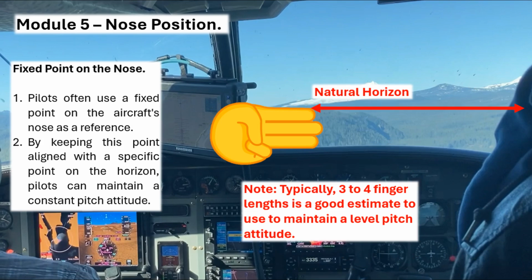Fixed point on the nose. 1. Pilots often use a fixed point on the aircraft's nose as a reference. 2. By keeping this point aligned with a specific point on the horizon, pilots can maintain a constant pitch attitude.